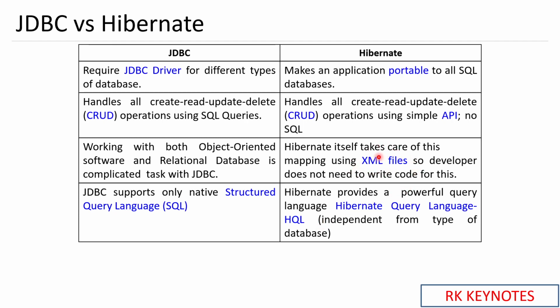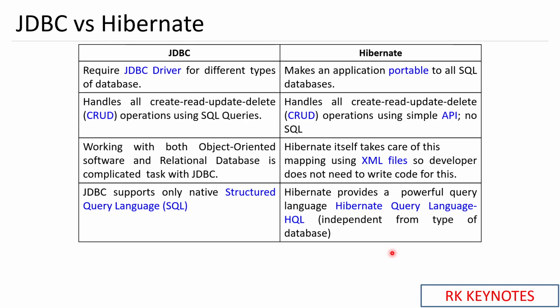So we have to just use XML files. We will perform some mapping, and then the code will get generated automatically for us. But in JDBC, we should perform all the operations ourselves. So this is the outline of the differences between JDBC and Hibernate.